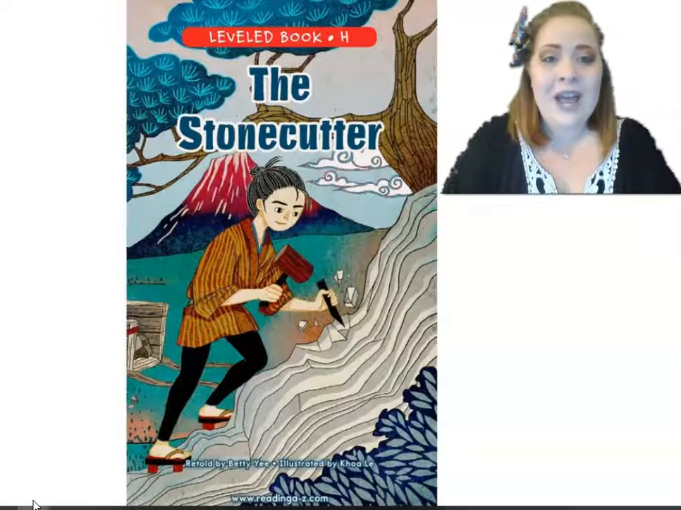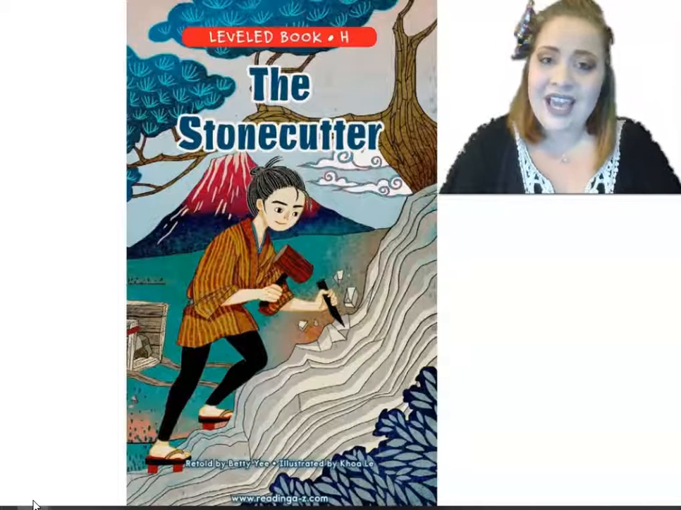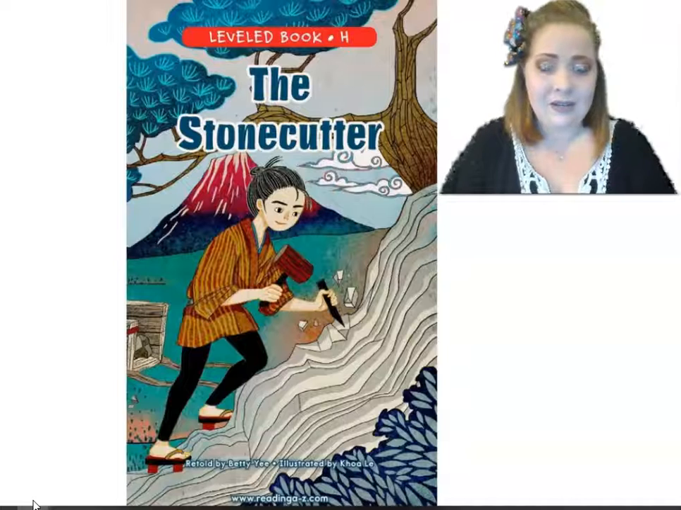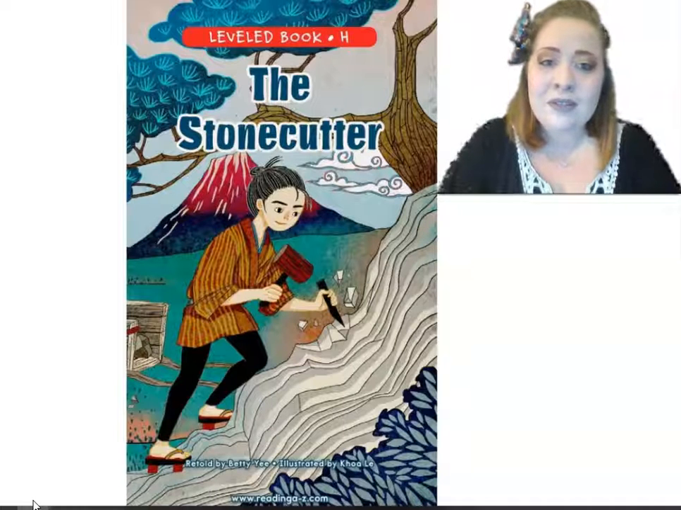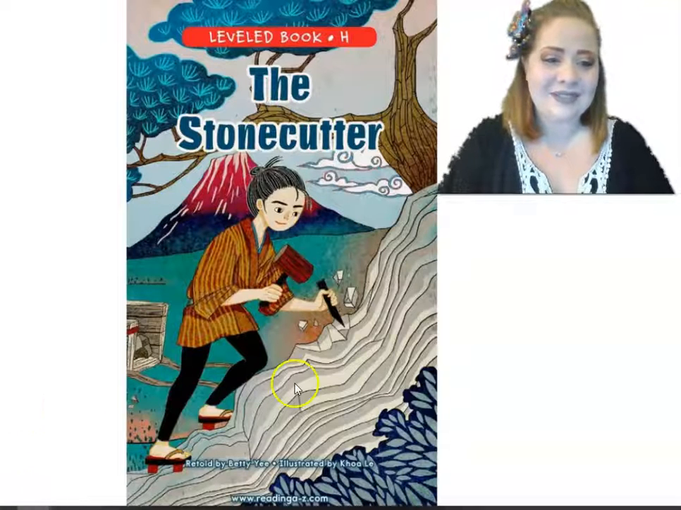While we're reading this story, I want you to think about how this connects to our lesson in social studies about mountains in North Carolina. Yes, this story does not take place in North Carolina mountains, but these are some mountains elsewhere. We can make connections to our world with this story. Let's start reading.